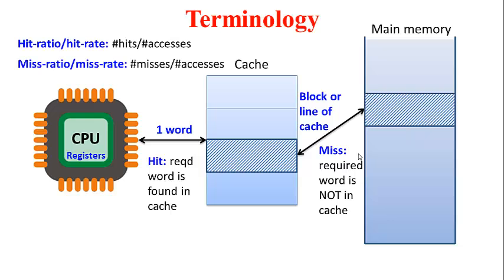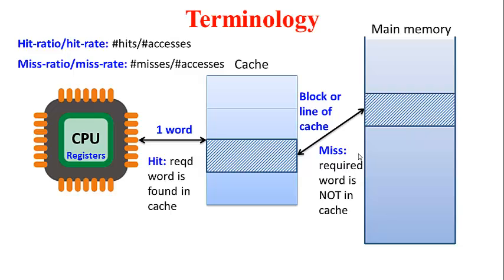Corresponding to hits and misses, we have the hit ratio, which is nothing but the number of hits to the total number of accesses, and the miss ratio, which is the total number of misses to the number of accesses. Just to check if you are paying attention, what do you think is the relation between hit ratio and miss ratio? Since each access can either be a hit or a miss, the hit ratio and miss ratio should add up to 1.